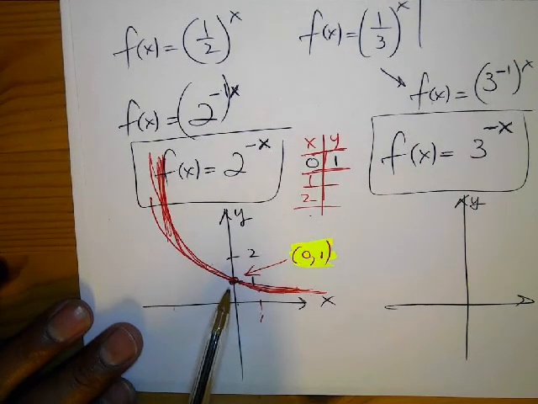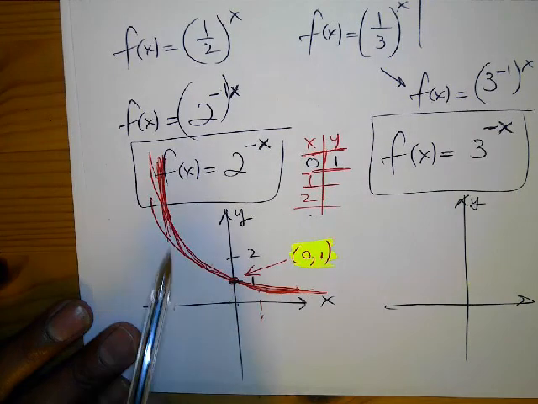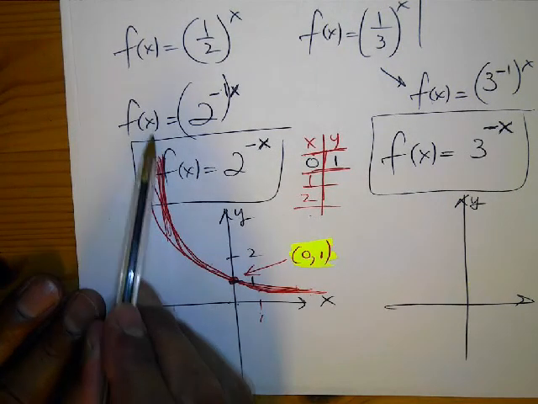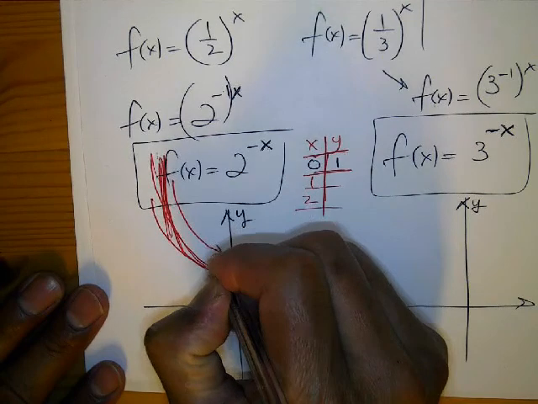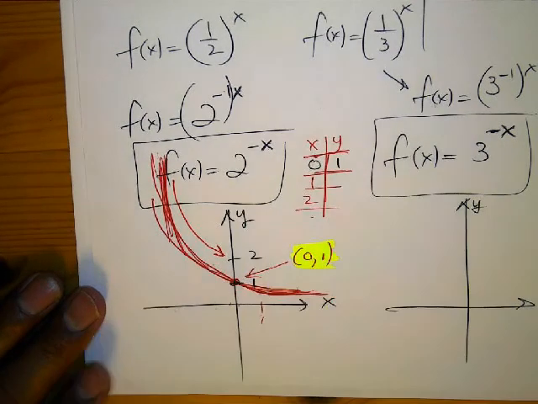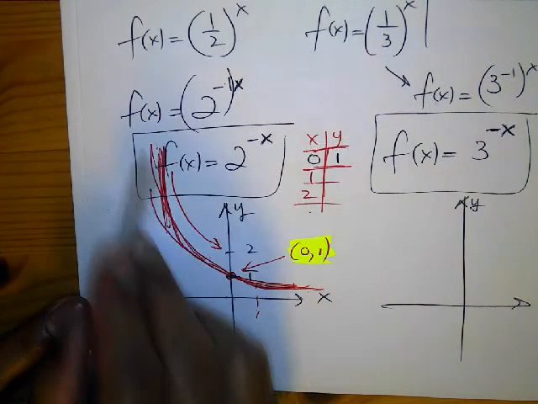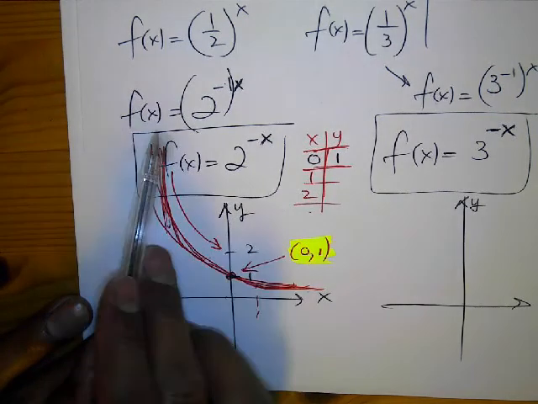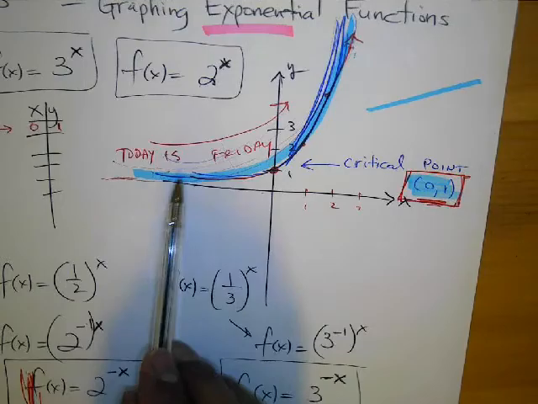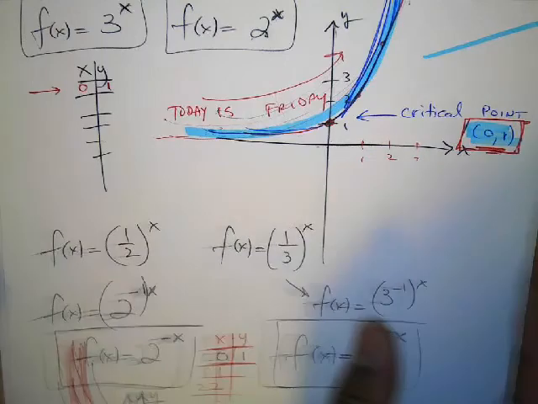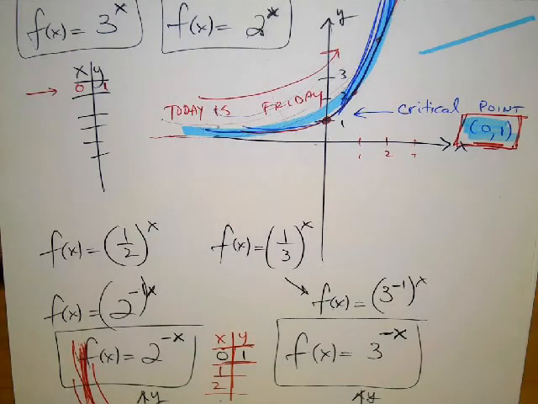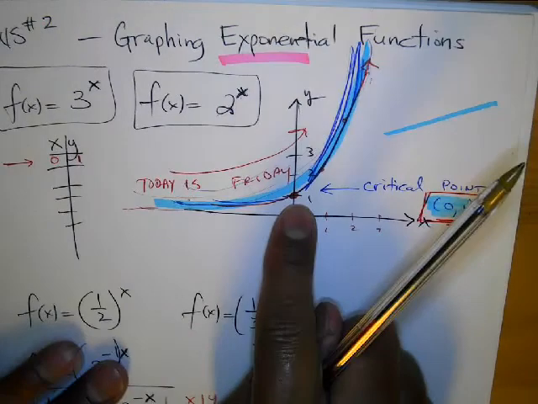And the same thing for the other parent function, the ones that have the negative x. The critical point is still 0, 1, but the graph does not increase from left to right. From left to right, the graph is decreasing. It's getting lower and lower. It starts high and drops low. This one starts low and then runs up high.